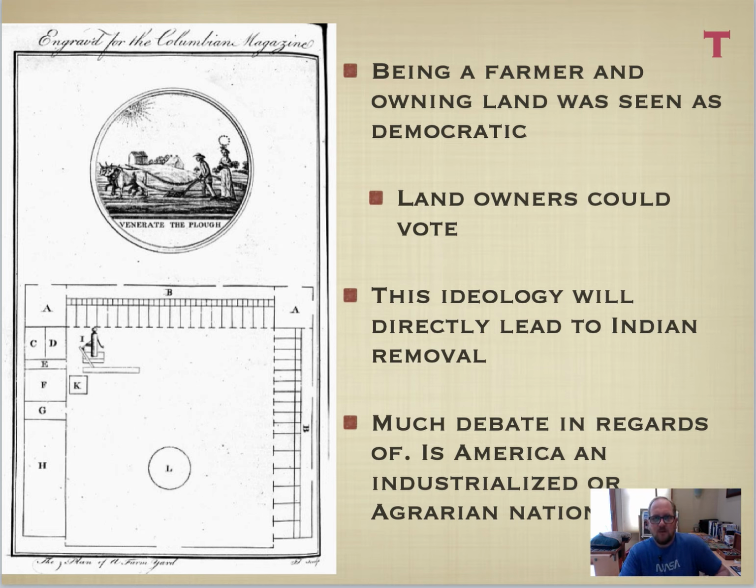And in this aspect, he thought being a farmer and owning land was seen as democratic. The thought was that since you're a farm owner and own land, you could therefore vote. This also was a part of an ideology of you have to have more land to farm, and so you have to remove Native Americans to get more land for white Americans. So again, which is sort of contradictory. And again, there's going to be a huge amount of debate over whether America should be more industrialized, the way that Hamilton thought America should look, or more of an agrarian nation, the way that Jefferson thought America should look.